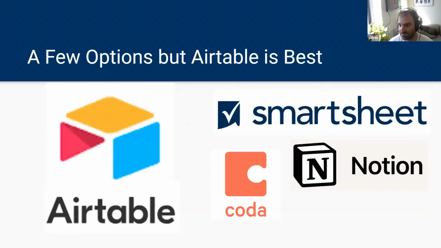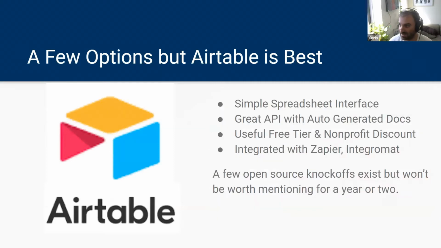So there are a few options for these Spreadbase style systems. I think Airtable is the best. Why? It's got the simplest spreadsheet style interface that makes it as comfortable as possible for people who are coming from Google Sheets or Excel. It has a great API that auto-generates API docs, so it's really easy for developers to start using the data within the Airtable immediately. It's got a useful free tier, and they offer nonprofit discounts. They have a lot of integrations with Zapier and Integromat.